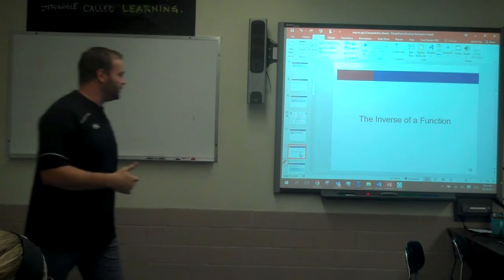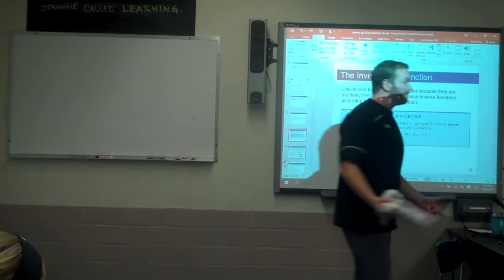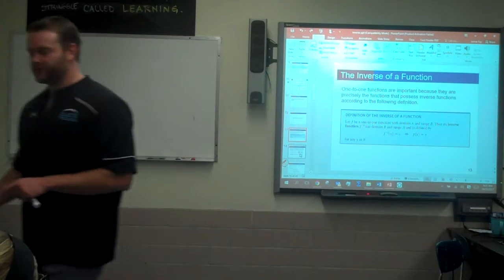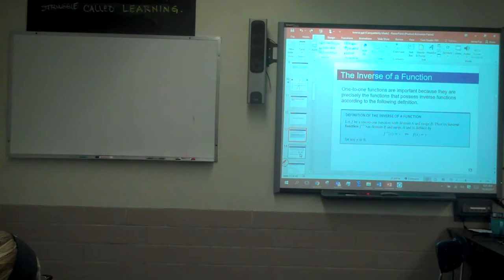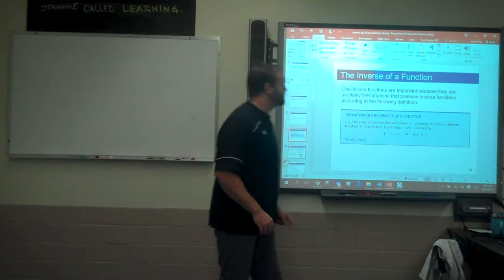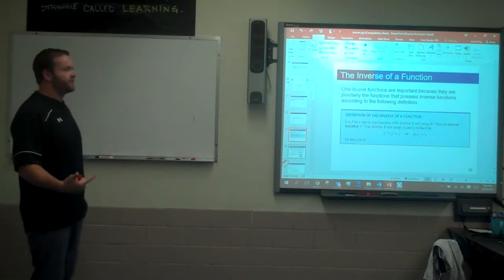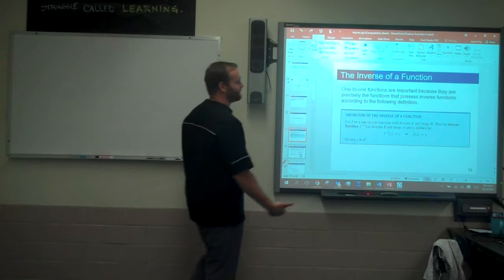What we learn is that functions like f that have an inverse, because not every function is going to have an inverse, but the functions that do have inverses turn out to be one-to-one functions. Only one-to-one functions have inverses. It says one-to-one functions are important because they are precisely the functions that possess inverse functions according to the following definition.